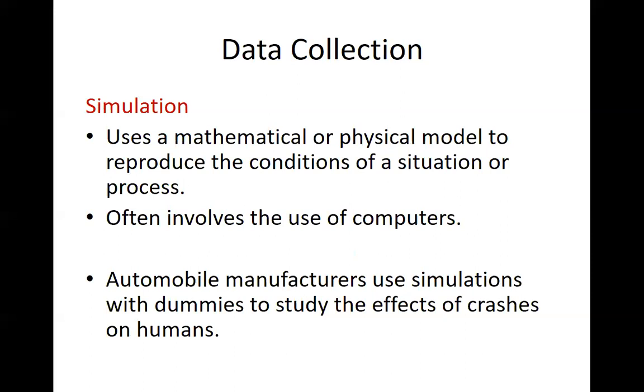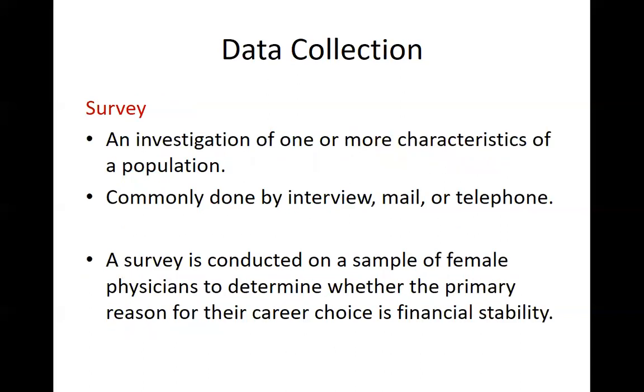Now here's another example. Automobile manufacturers use simulations with dummies to study the effects of crashes on humans. Is that a good thing? Do you want to volunteer to be the guy that gets strapped in the car and crashed into the wall at 60 miles an hour so they can tell what happens to you? So things that aren't very safe, you would want to have a simulation so you can tell. And they have the ability to determine how this would affect a real human if this happened in the real world. So let's look at the fourth one, called a survey.